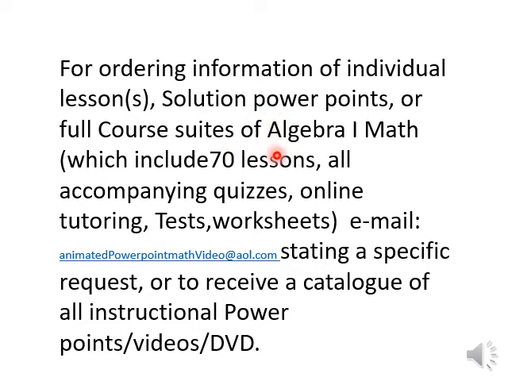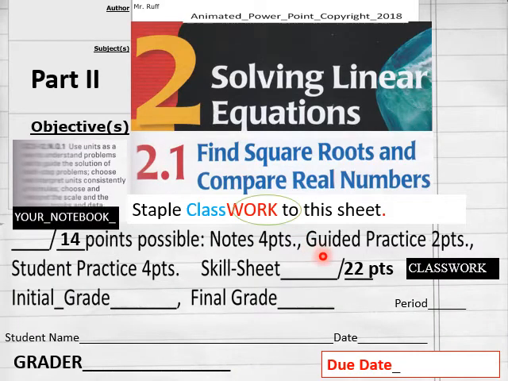Hello everybody, we're getting ready to do lesson 2.1 part 2 classwork today for Algebra 1 Math. On your classwork sheet you got 22 points. Students, have that out ready to go, and you'll have 14 points to go into your notebook or your notebook guide. Part 2, find square roots and compare real numbers. And students, remember to put your name, date, period here.